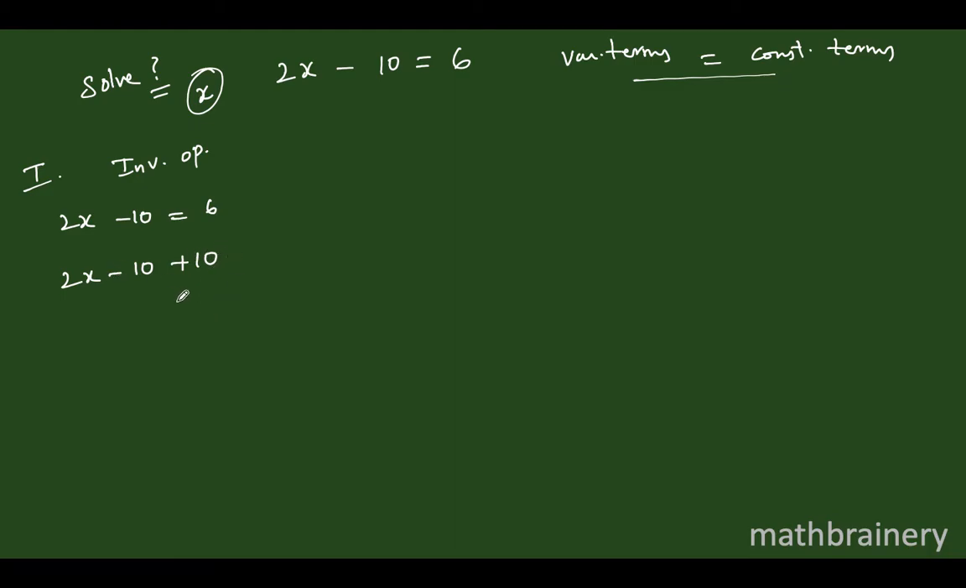Now when I am adding something extra to the left hand side, I will be doing the same operation on the right hand side to maintain the balance of the equation. Or in other words, add 10 to both sides of the equation. What happens? Minus 10 plus 10 will be cancelled. You will get 2x is equal to 6 plus 10, which is 16.